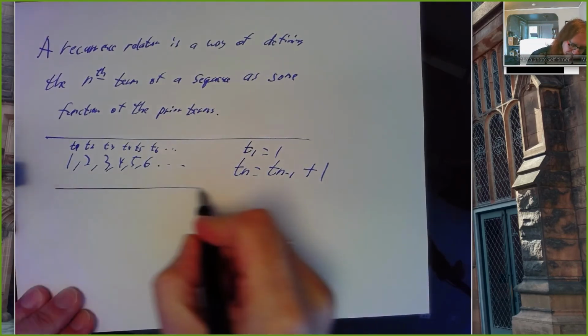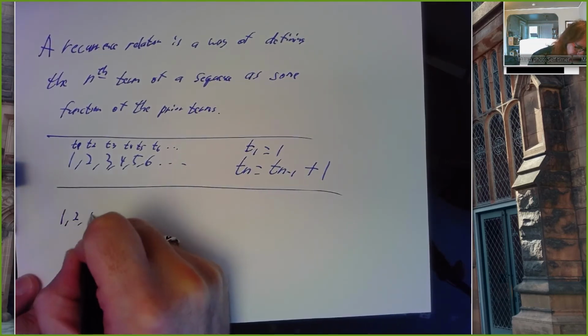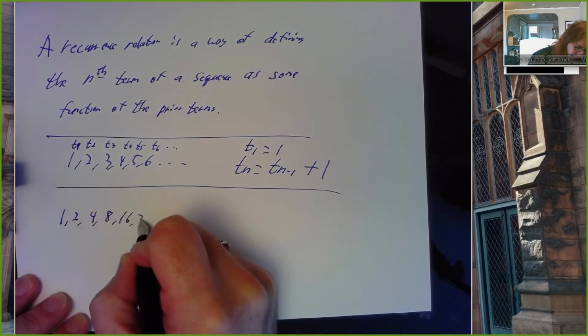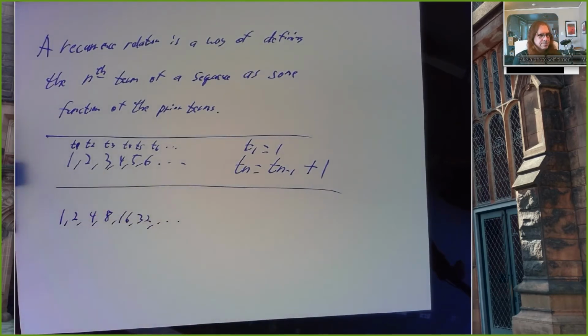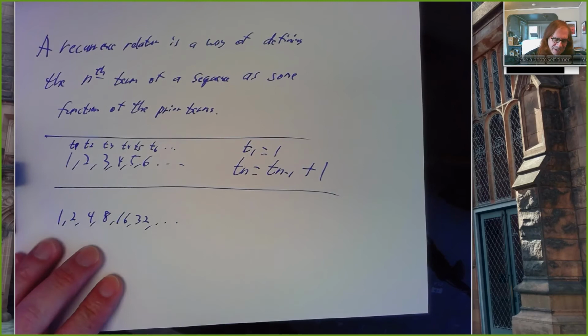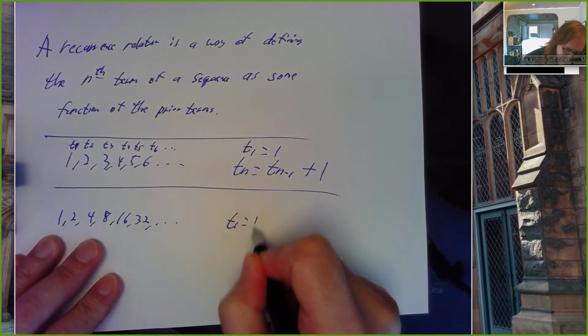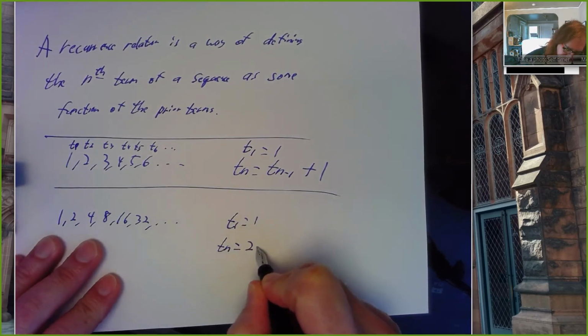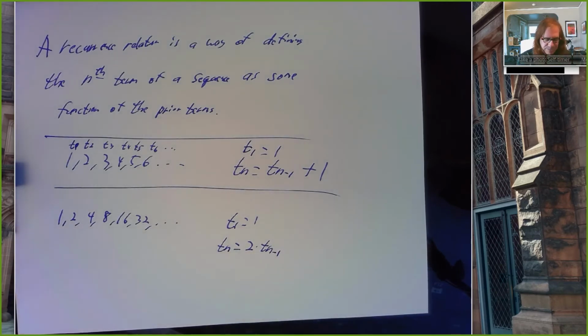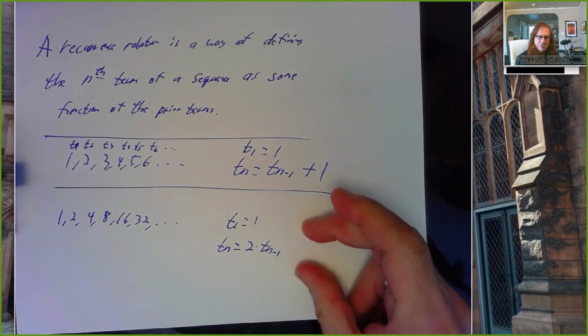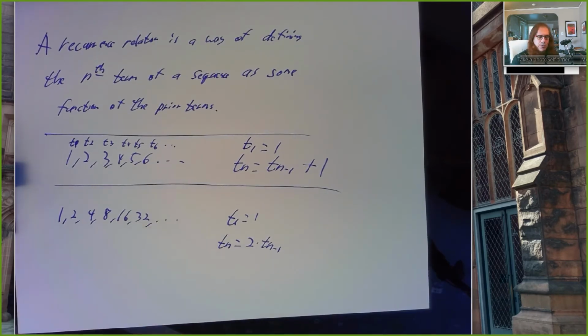All right, here's another sequence. We know these as powers of 2. But as a recurrence relation, we could describe this as follows. Term 1 is equal to 1. Term n is equal to twice term n minus 1. And this captures the same information as the observation that tn is equal to 2 raised to a power.